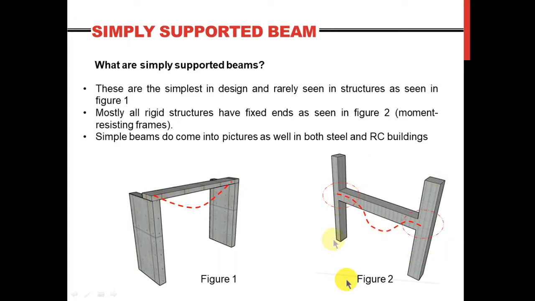And if you see this figure 2, when we talk about rigid structures that are designed to resist lateral forces, such as moment resisting frames, the connections are rigid connections. So this is what we call a fixed end support. So this is a fixed end, this is a fixed support, and this is another fixed support.